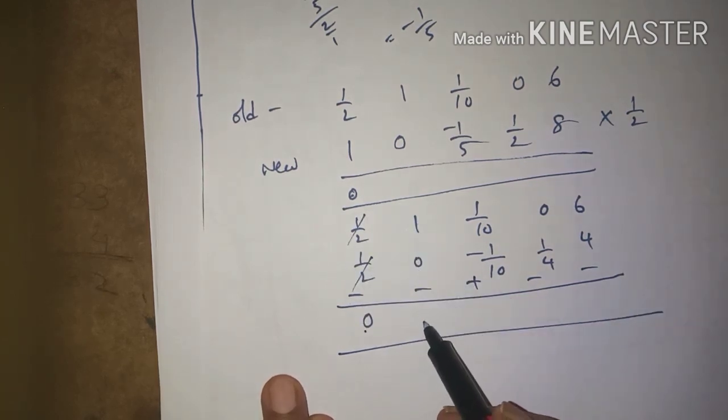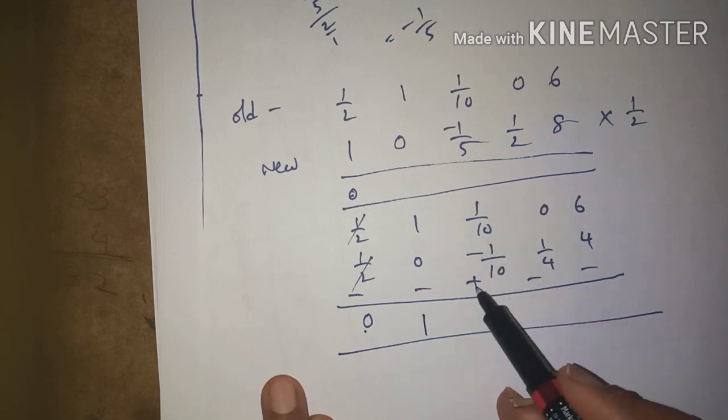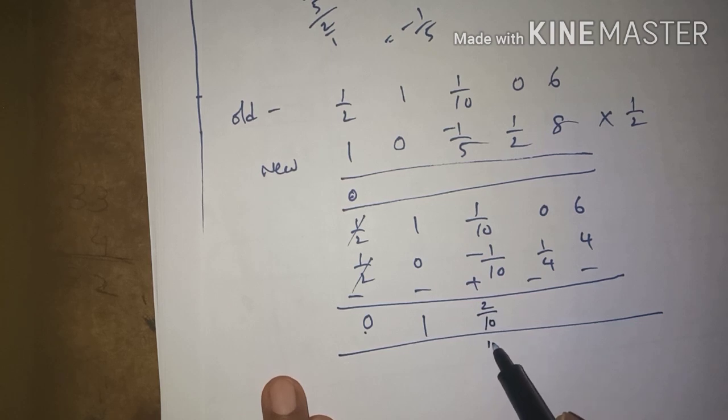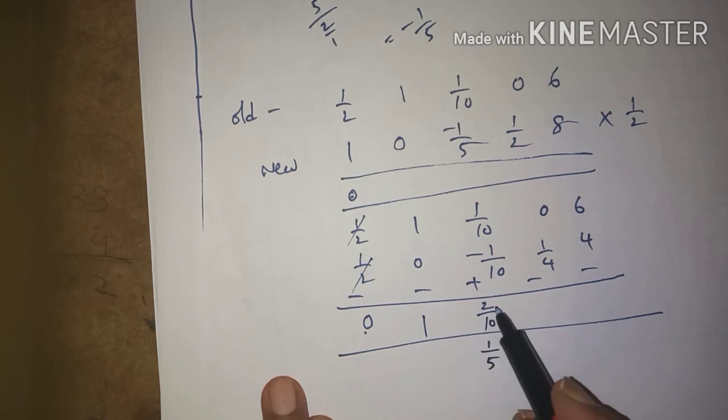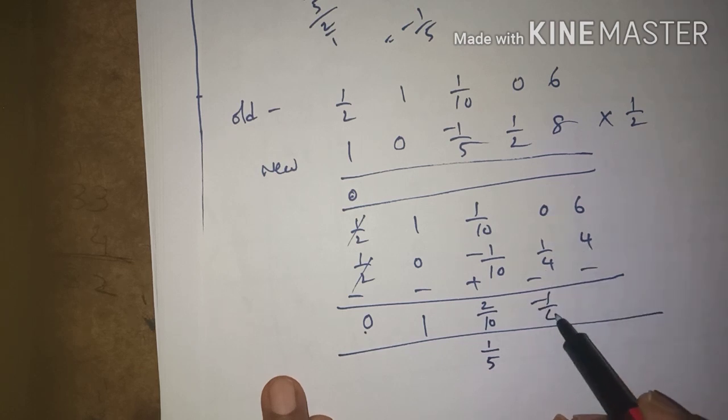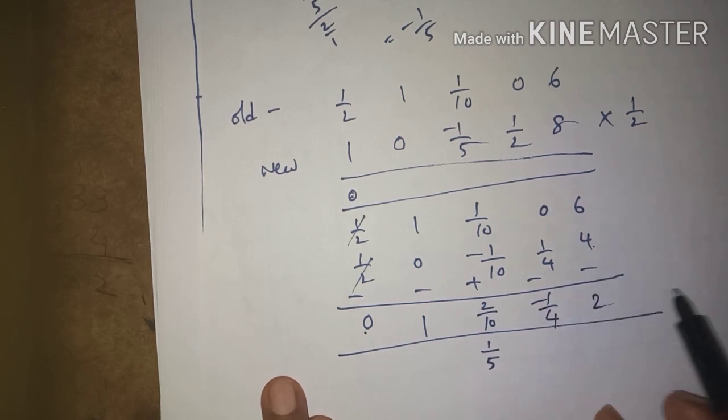1 minus 0, 1. 1 by 10 plus 1 by 10, 2 by 10. 2 by 10 is nothing but 1 by 5, since 2 ones are 2, 2 fives are 10. 0 minus 1 by 4 is minus 1 by 4. 6 minus 4 is 2.